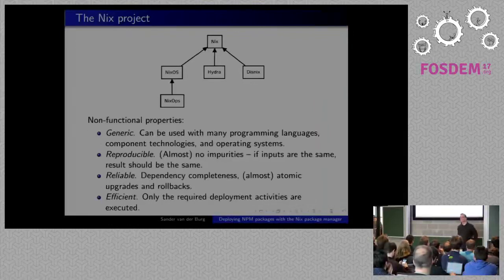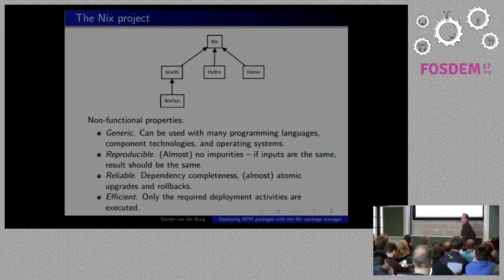So, besides automated deployment, the tools in the Nix project also have a number of interesting non-functional properties. One of them is that all the Nix solutions are generic solutions. That means it shouldn't really matter what technology you use. If you use the C programming language, C++, Makefiles, Perl, Python, Ruby, Java, it shouldn't really matter. You can use the Nix package manager for all these technologies.